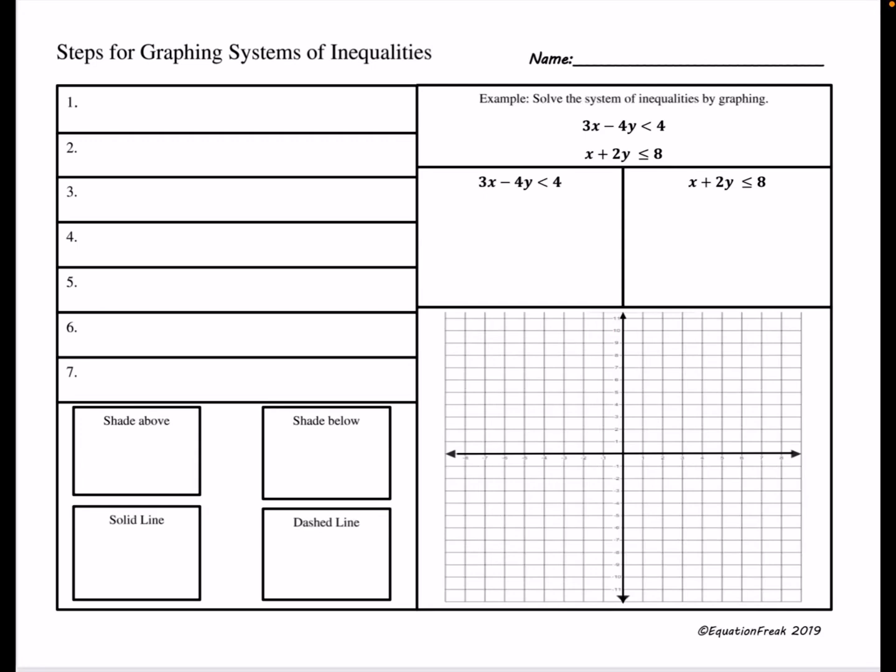All right, today we're going to take a look at graphing systems of inequalities. Earlier, a few days ago, you worked on graphing linear inequalities. Now we're going to be graphing two linear inequalities and determining if they meet and where they meet, and then their combined area that they meet is the solution. So we're going to look at the steps for graphing systems of inequalities.